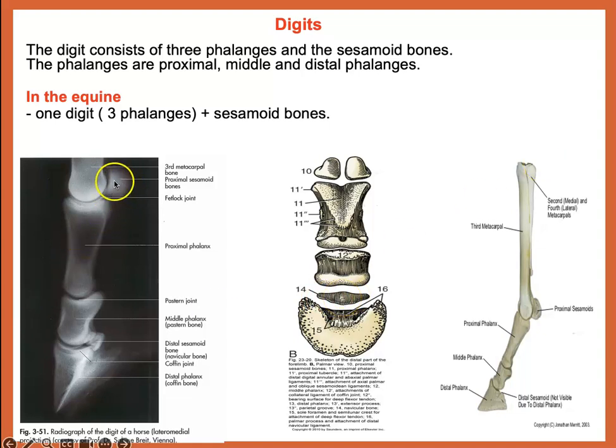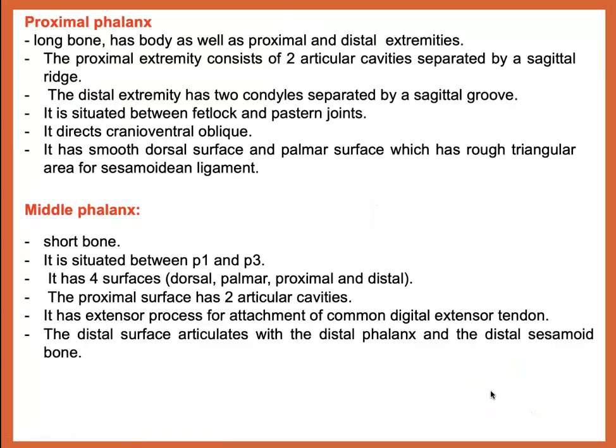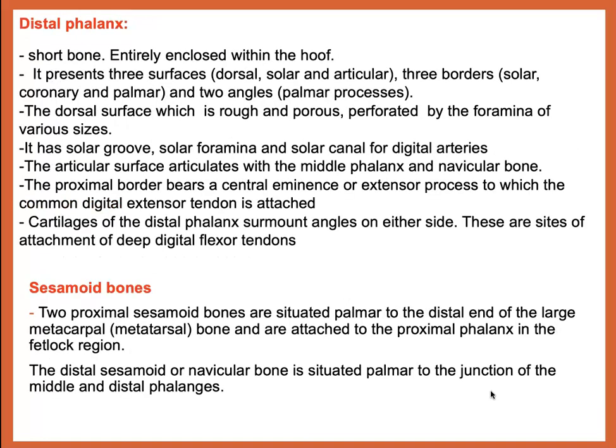You can look at also here, right, in X-ray. You can see the proximal sesamoid bone, and then we have the distal sesamoid bone or navicular bone right here. We have a proximal phalanx, which is like a long bone, and we have the middle phalanx, which is like a short bone, and usually it has an extensor process for attachment of the common digital extensor tendon.